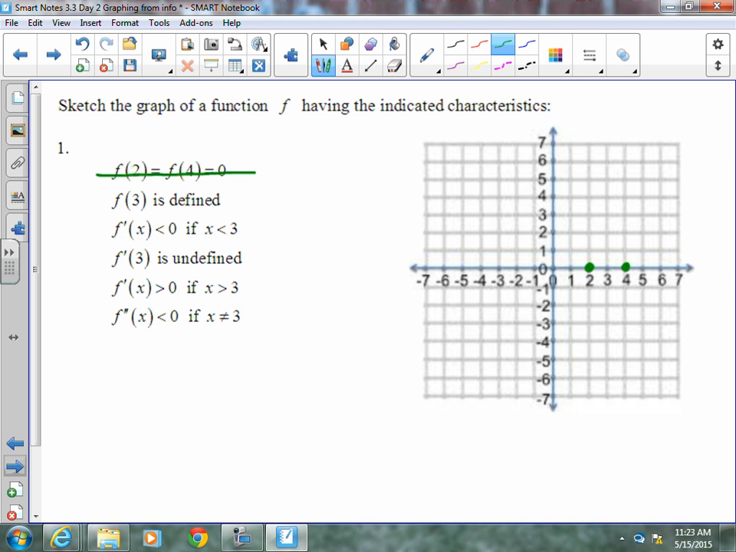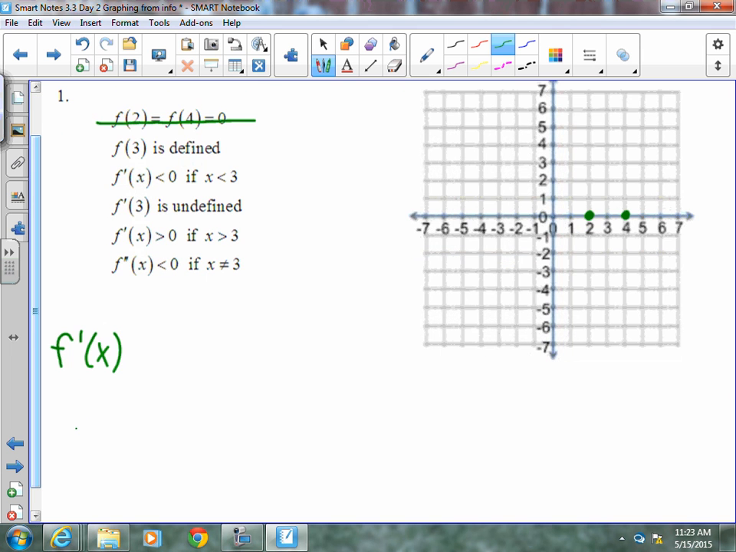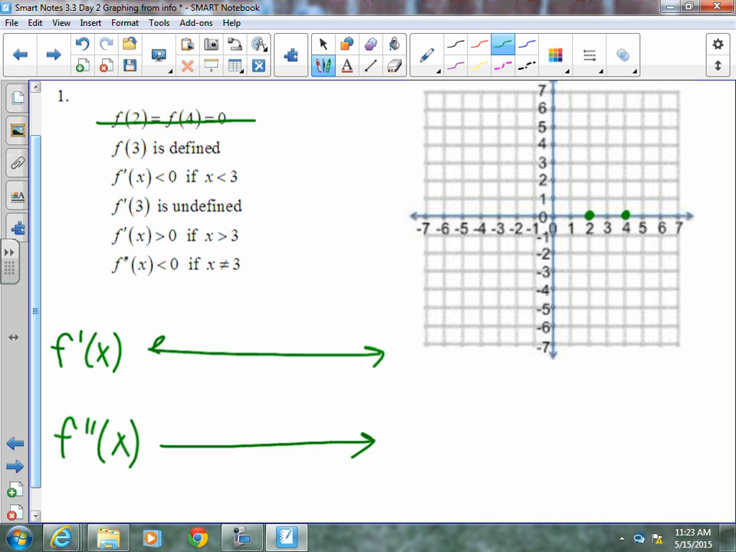F of 3 is defined. All that tells us is there is a point at 3. We'll come back to it. Now, I like to make a number line for my f of x and my f double prime of x when we're given information on those things. So this next line says f prime of x is negative if x is less than 3. So we've taken care of that so far.